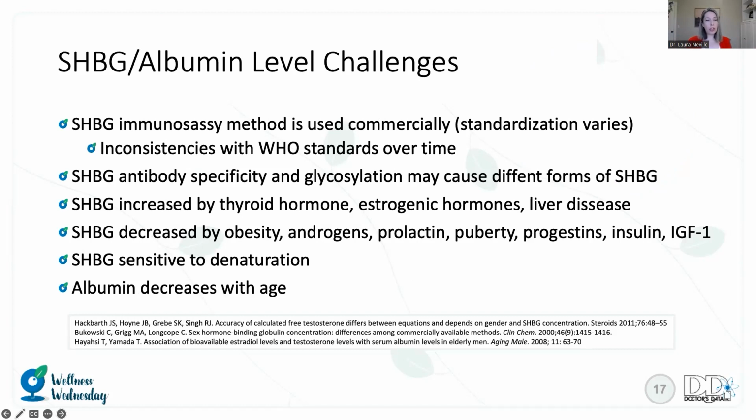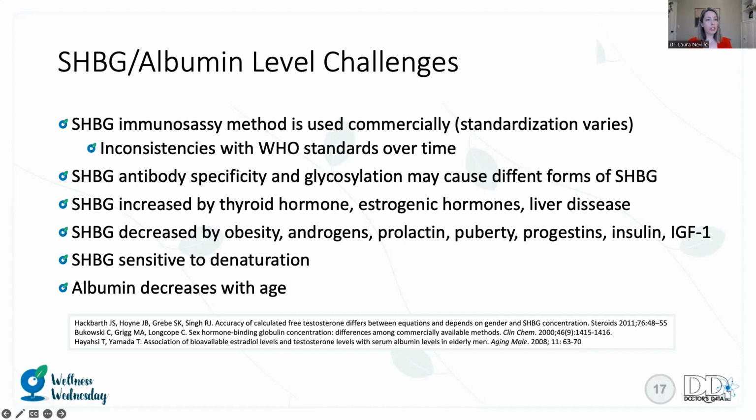Okay, so usually this is done by immunoassay, which is the commercially available way to measure this. But there's standardization issues if you look from laboratory to laboratory. We even have the World Health Organization who said, hey, this is what you can use. This is the standard of what you can use. But we've actually looked over time and we see inconsistencies with that standardization. So that's going to be moving out into these laboratory settings.